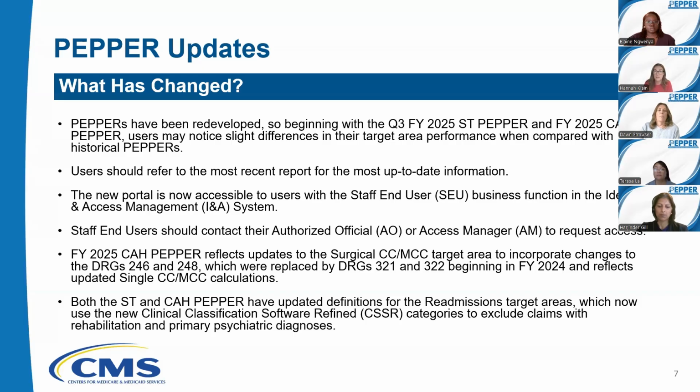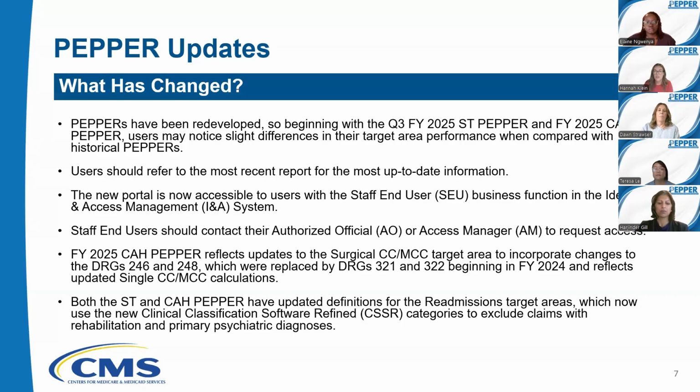Users may need to establish access to the PEPPER portal in order to download the report. The portal access is available to individuals with staff and user, or SEU, business function in the Identity and Access Management System, or I&A. You may need to reach out to your authorized official, also known as AO, or your access manager, your AM, to request access to your PEPPER.